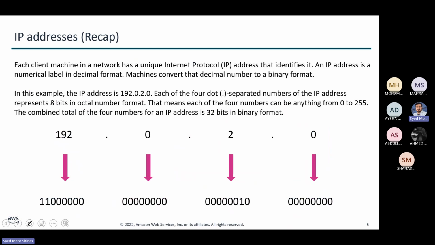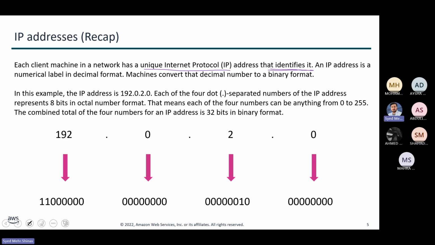Now you also need to know about the subnetting part, especially the IP address. So now we will discuss the IP address. Each client machine in the network has a unique IP address. Why do you need this unique IP address? Because it will identify the device on the network.